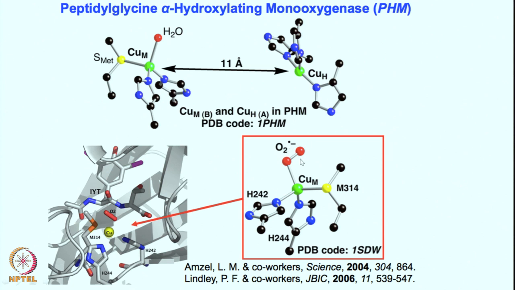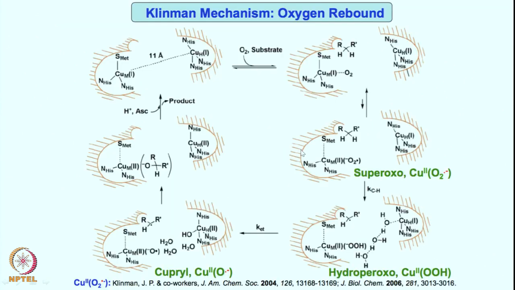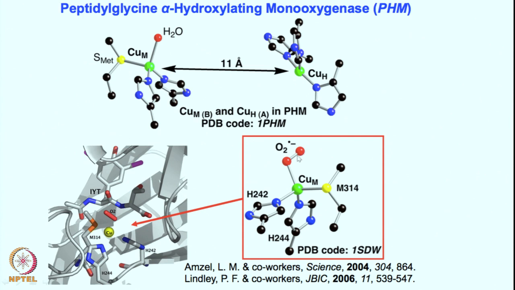That means this copper center is now a copper 2, and the oxygen unit is reduced by one electron to give the superoxo species. Just to remind you, in the reduced form, both the copper centers are in plus 1 oxidation state. When it reacted with oxygen, the oxygen gets reduced to superoxo and copper gets oxidized to copper 2 plus, therefore this is a copper 2 superoxo species. As you see, only one of the oxygen atoms of this copper oxygen moiety is bound with copper, the other oxygen atom really is not bound with copper.